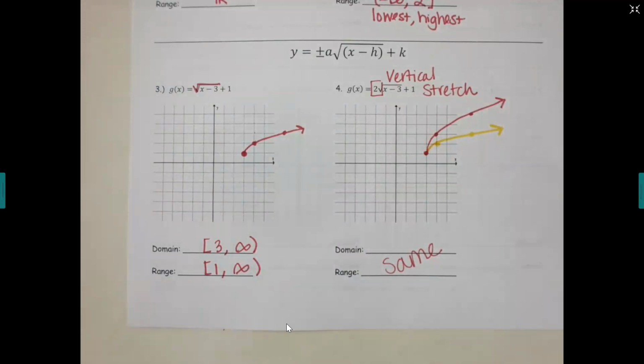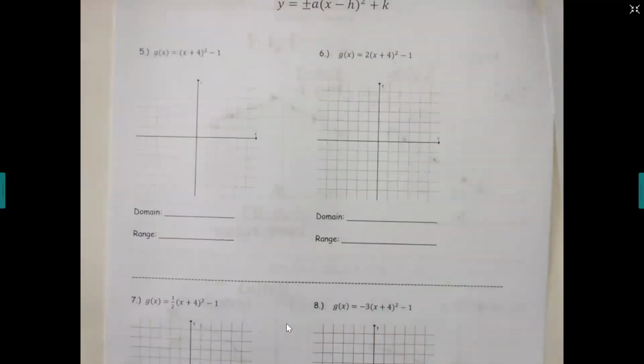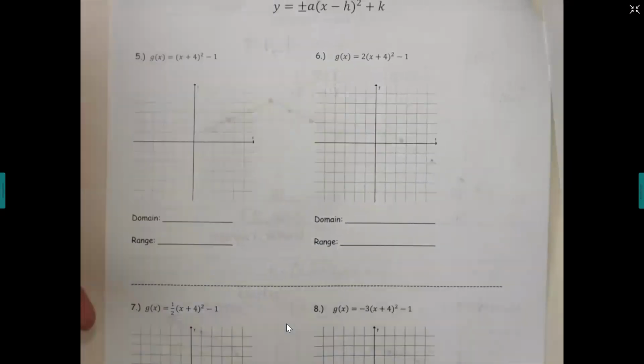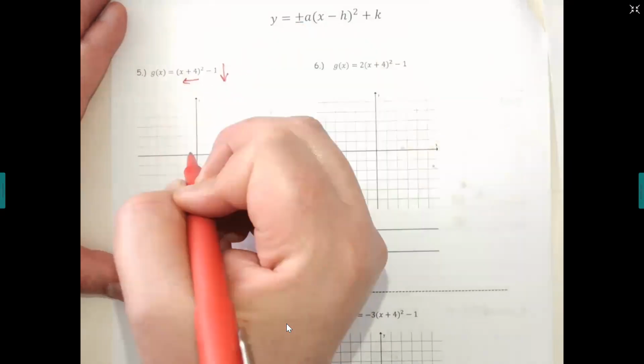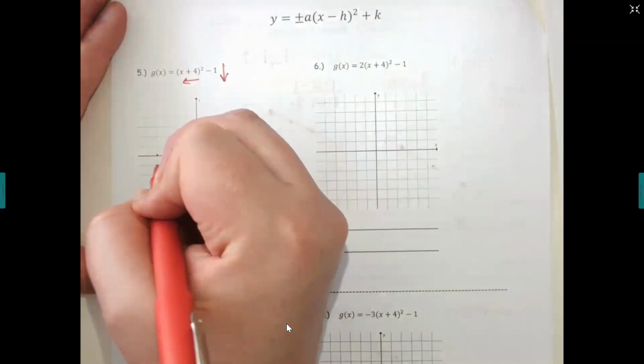Okay, turn the page. Look at your next 2 examples and tell me what they will be shaped like off of your parent function sheet. Okay, it is going to be a U. Very good. So which way are we going if there's a +4 in parentheses? Left and then down. So go left 4, 1, 2, 3, 4, down 1.